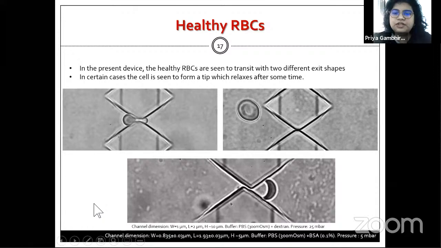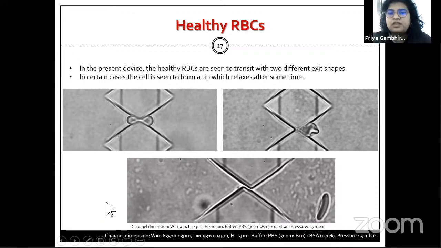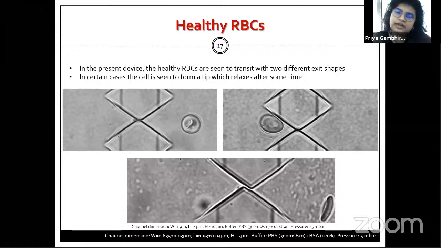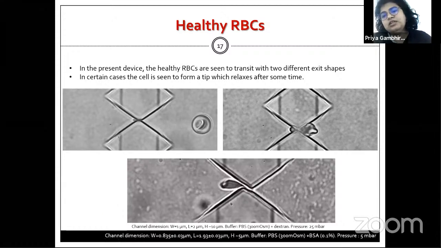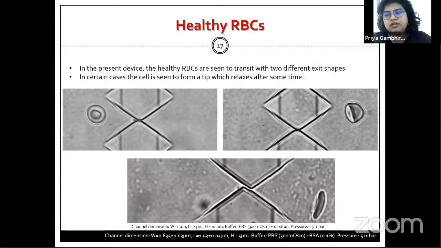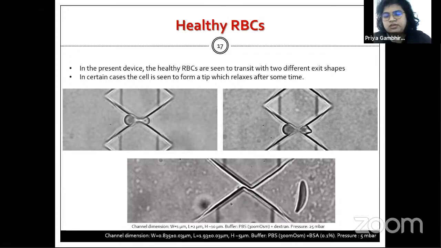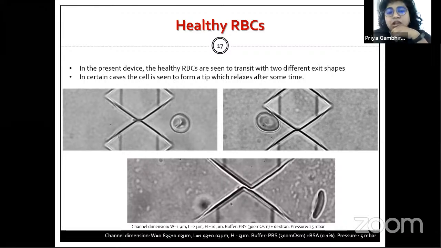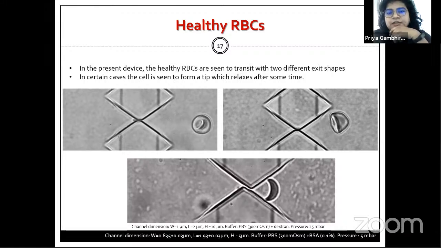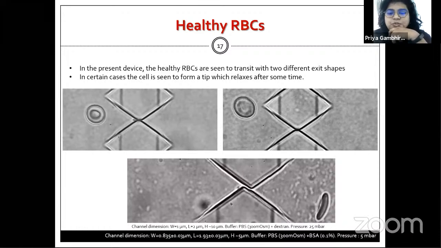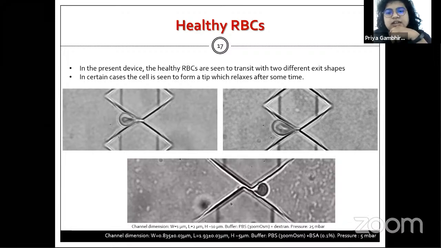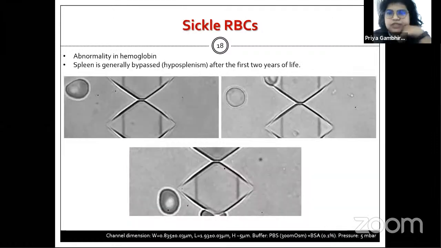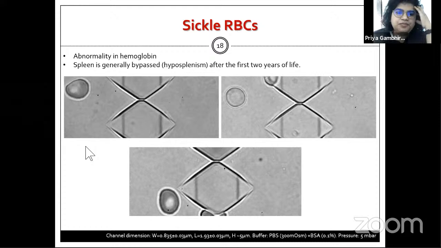So now all three videos are playing. Even the inclined channels don't seem to have much difference. The healthy RBC can easily pass through these very tiny constrictions too. We did further studies of their recovery rates and the shapes that they form, but this is just to appreciate that the microchannel is built and is being used to study certain biological fluids, in this case blood.